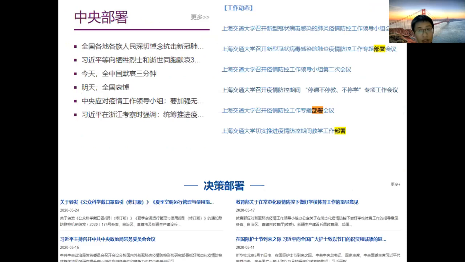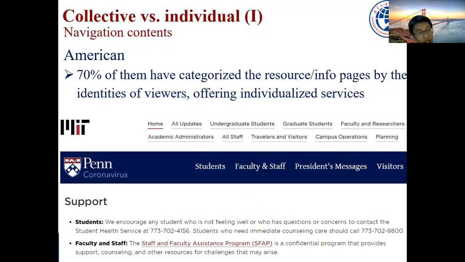So it is about the collective information, like the central deployment, the deployment in meeting, and the decision deployment. While in the American ones, 70% of them have categorized the resource or information pages by the identities of viewers, offering individualized services, such as in the MIT pandemic section, it has information for undergraduate students, graduate students, and faculty and researchers. So it is offering individualized services.